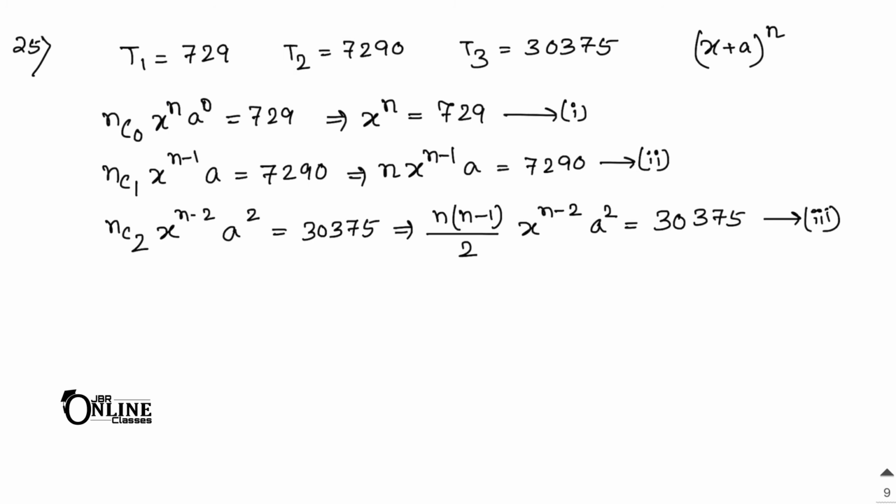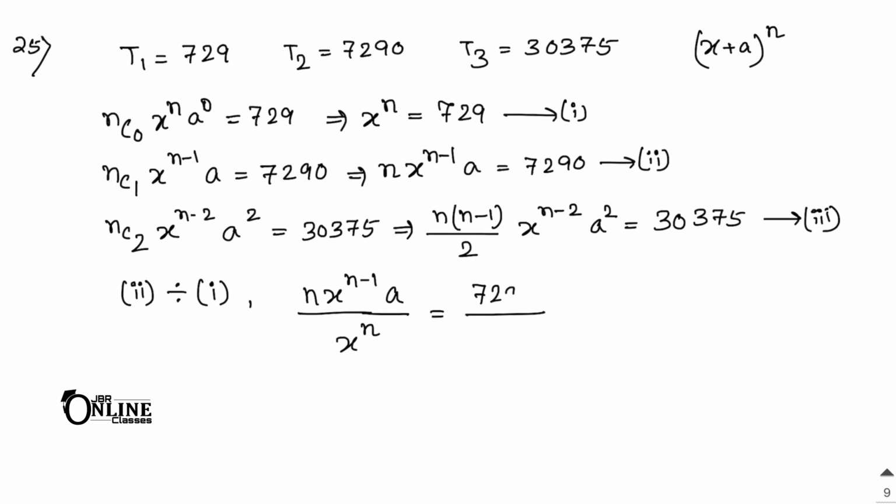Now dividing number 2 by number 1. So you will get n x to the power n minus 1 a, divided by x to the power n, equals 7290 divided by 729. Now the next thing, x to the power n minus 1 minus n will cancel out. So n a by x equals 10. Okay, put it as number 4.